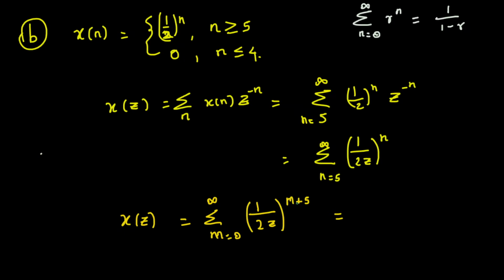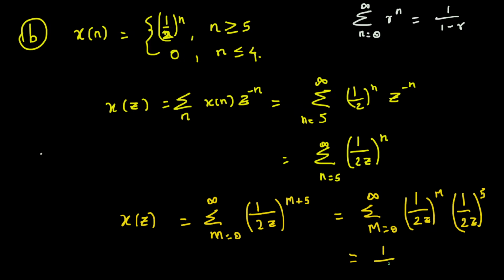But here, if you notice, if you have power adding, then these are multiplication. When you multiply, the powers will add. So you can also write this one as summation m is equal to 0 to infinity 1 over 2z power m, 1 over 2z power 5 as well. This 1 over 2z power 5, there's nothing related to m, so this is just a constant, so you can move it to the front. 1 over 2z power 5 right here, and summation m is equal to 0 to infinity 1 over 2z power m.